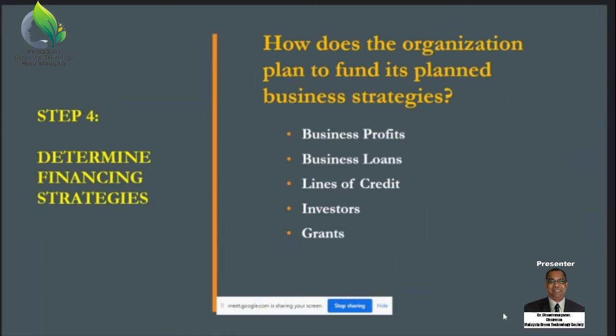Next, business loans. If the company is able to get loans from the bank or elsewhere, they can finance the plan. Next, if you don't have business loans, then you can look for lines of credit from your contacts. Then you can also ask the investors and the stakeholders to put some investment into your plan. And finally, you can also source out grants. Grants are available from various organizations outside, but your plan must suit the need of the organization which would like to give you the grant.